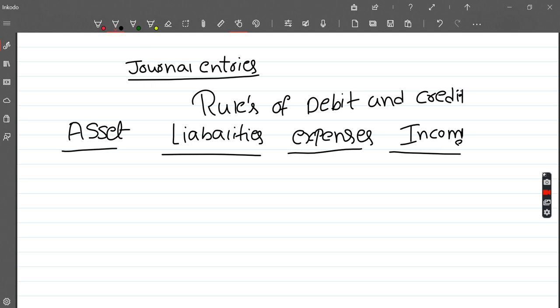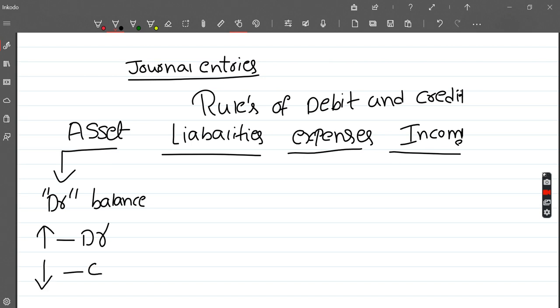So asset normally shows debit balance. If you want to increase the assets, you need to debit it. If you want to decrease the assets, you need to credit it. And liability normally shows credit balance, and if you want to increase the liabilities, you need to credit it. If you want to decrease the liabilities, you need to debit it.